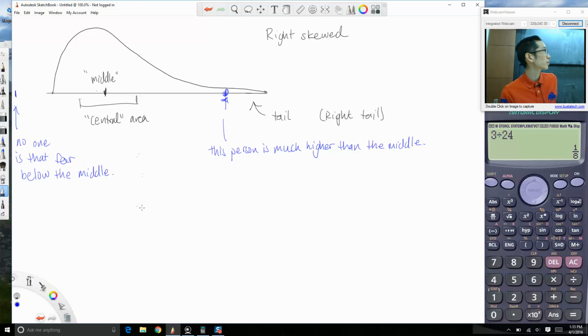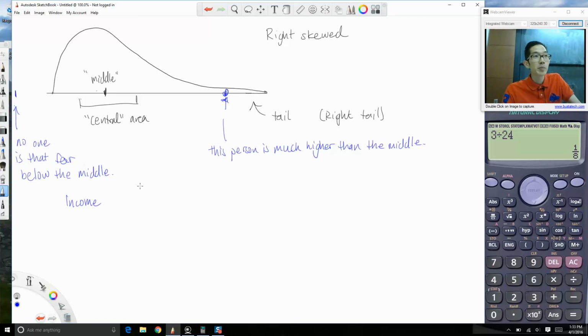Okay, so things that follow a right skewed distribution could be something like income, okay? So income, at least in our society today, is right skewed, okay? Probably the average income is something like $55,000, something around there, okay? That's probably median income.